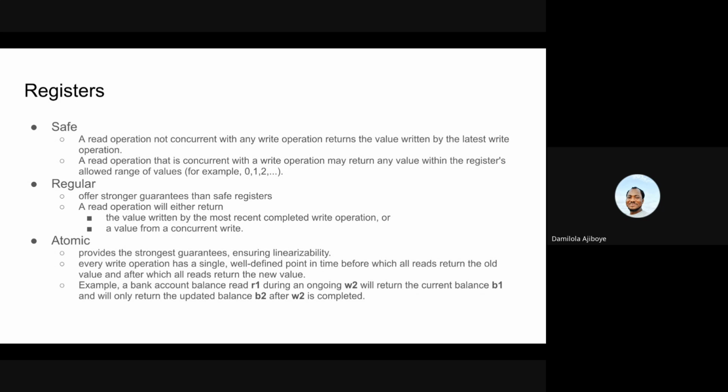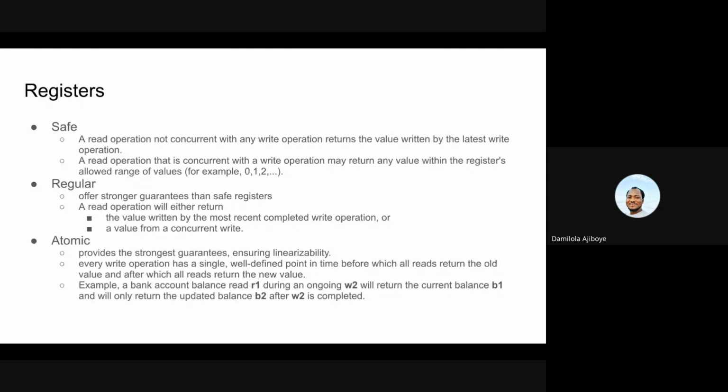Then you look at regular. Regular has a stronger guarantee than safe registers. Similar to safe, it will return the most recent completed write operation. But if there's a concurrent write going on, it could also return the value that is written by that concurrent write. So that's where regular is different.